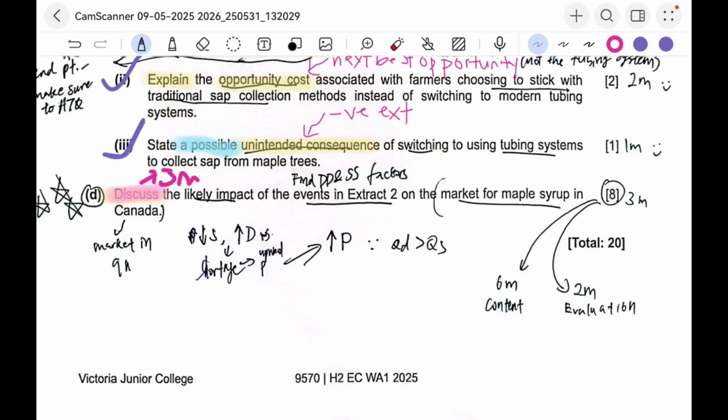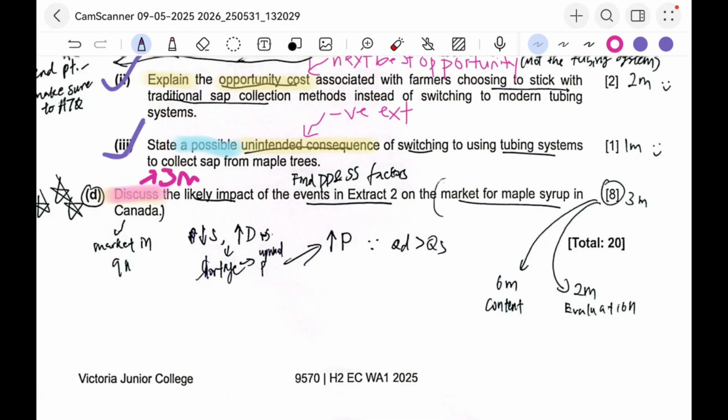But this is very important, especially also in your paper 2, your 15 mark. 15 mark essay always have evaluation, and if you don't have evaluation, you can lose up to half of the 15 mark, which is quite a big damage. So take this opportunity to build up your evaluation skills.